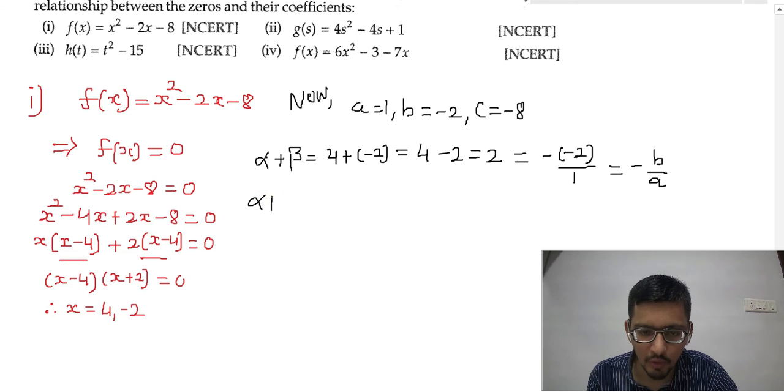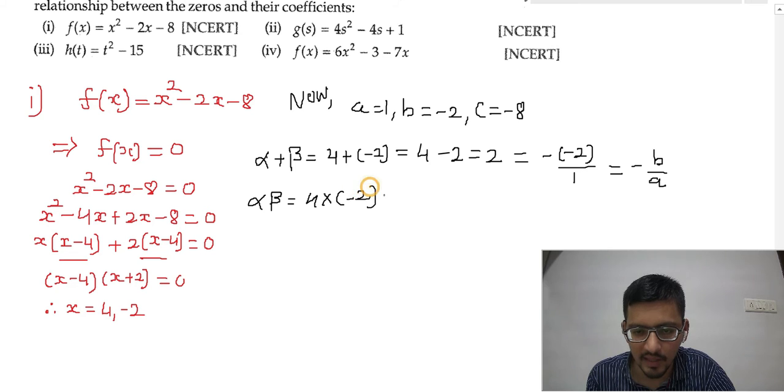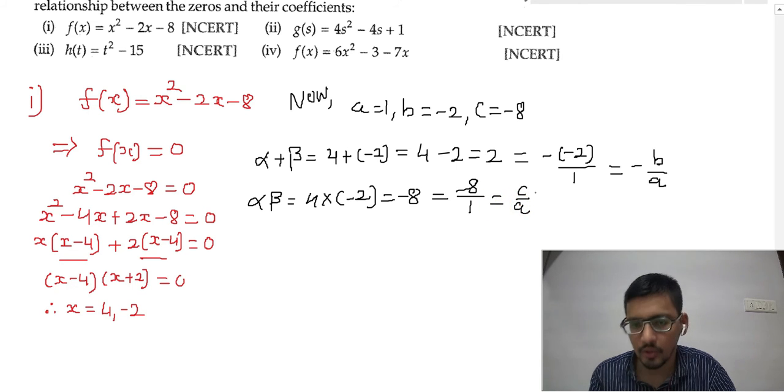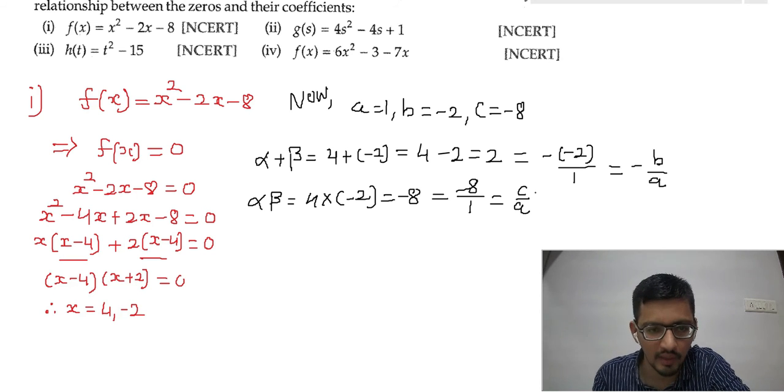Next is the product of roots. Product of roots is alpha into beta. That means for the product, -2 times 4, which is basically -8. I can write -8 by 1. Now -8 itself is C, and 1 is A. So you know the product of roots formula also. This is C by A. So like this verification you can do. Okay, I hope this is clear for everyone.